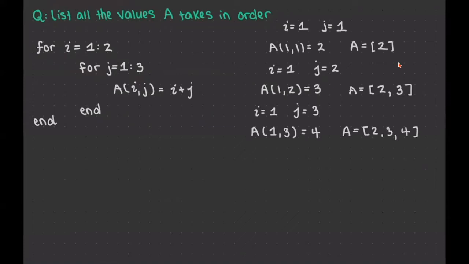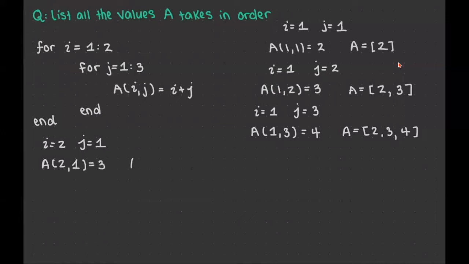So now we've gone through this entire for loop. We've completed it. And what that means is we can go back and update I now. So now I gets updated to 2 and J resets to 1. So then we know that A of 2 comma 1 is equal to 3.